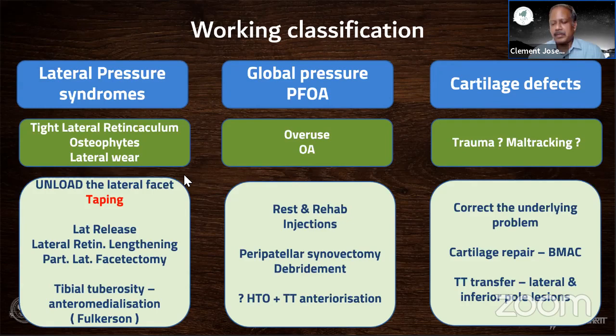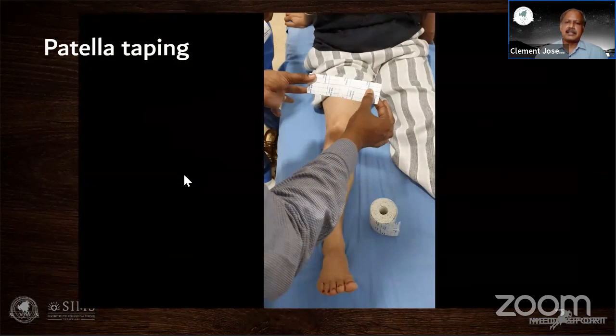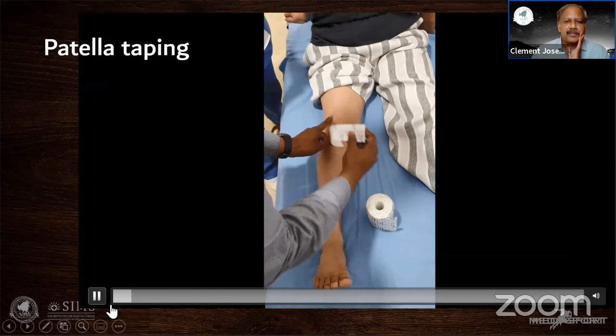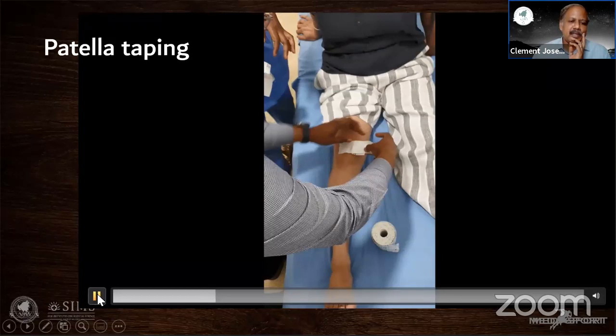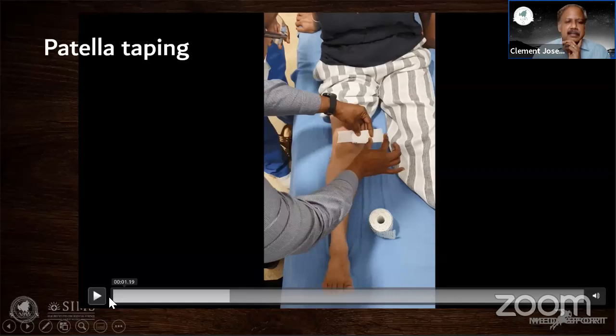So most importantly, even if you don't pick up any surgical points, I want to emphasize that you learn this taping. The taping is done by the physician. I always keep the tapes under my table. You can see I'm just using the normal Fixomull tape, which we use for dressing. A strip is applied extending from the lateral border of the patella to the hamstring area. And usually the tape is divided into three portions.